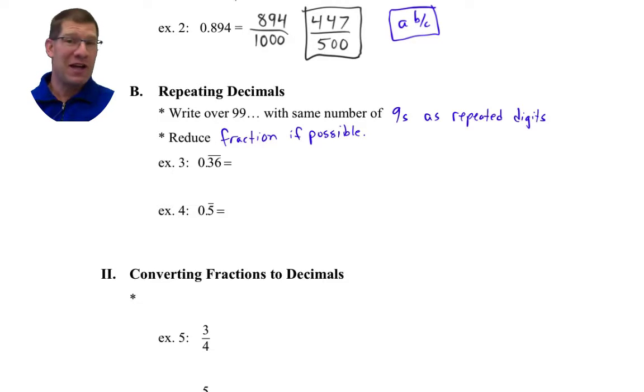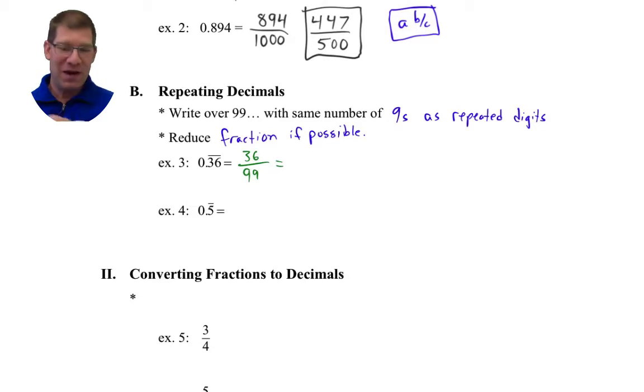Technically that goes on forever, but the number of digits that repeat is just 2, because it's 36, 36, 36, 36, 36, forever. So I'm going to write this as 36 over 99. I have 2 repeated digits, so it's over 2 nines. Now for reducing it, because we have 9s in the denominator, 9 or 99 or 999, typically dividing by 9 or by 3 is going to be pretty good.